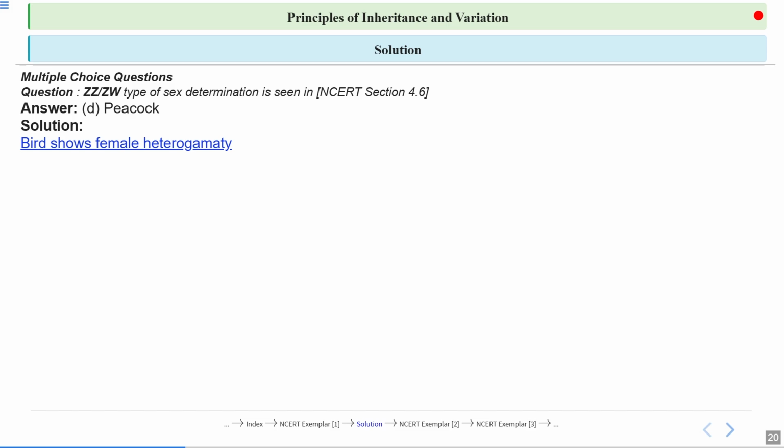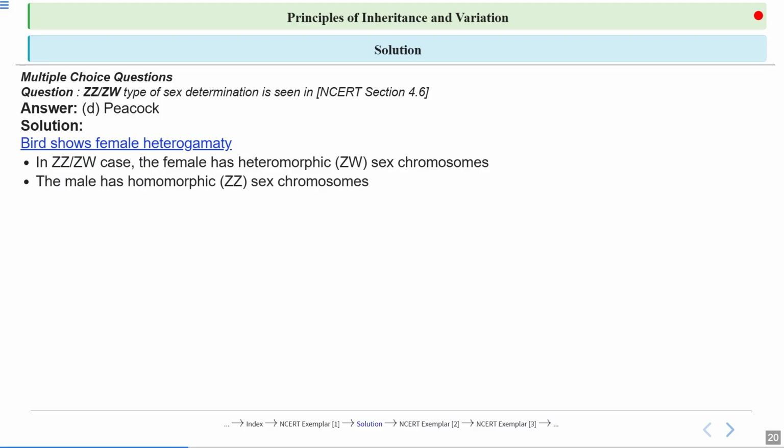So here the females are heterogametic and males are homogametic. Clear? So female consists of two chromosomes, Z and W. So they are producing two kinds of gametes. Half of the eggs will have Z, half of the eggs will have W. Males are homogametic. They have ZZ sex chromosomes, so they will be producing only one kind of gamete. All the gametes will be having Z. In platypus, sex determination system is of XX and XY type.